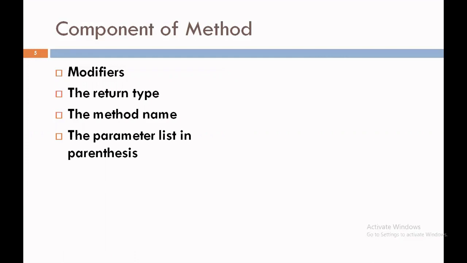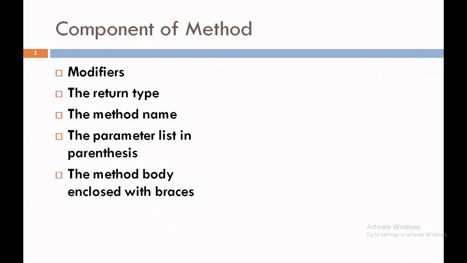If a method contains certain values which need to be used, for example for performing addition of two numbers, the method will require two numbers as parameters. In this case, we need to pass int a, comma, int b as parameters in the method.